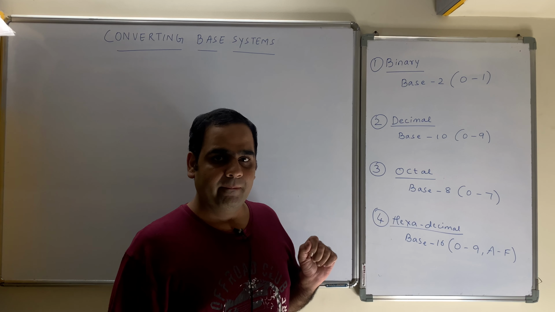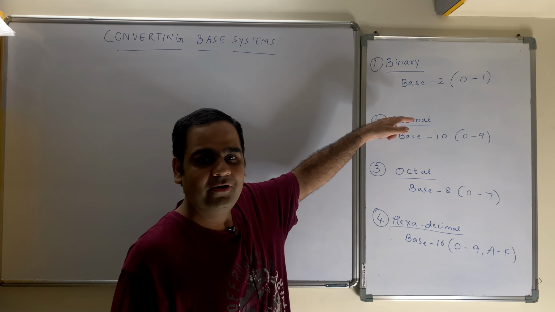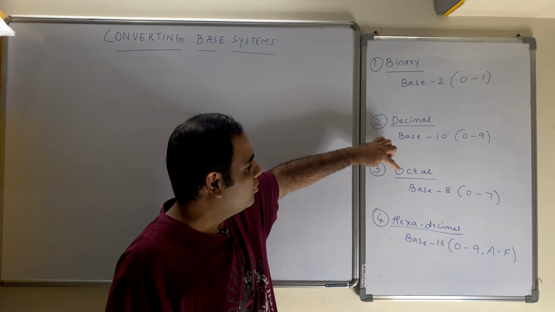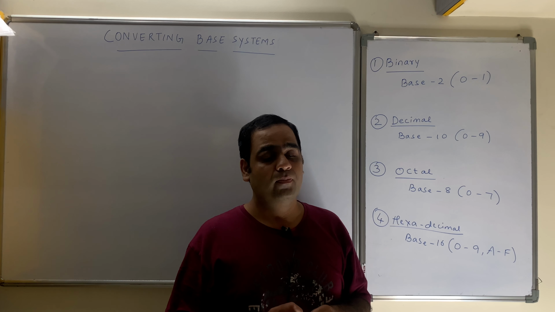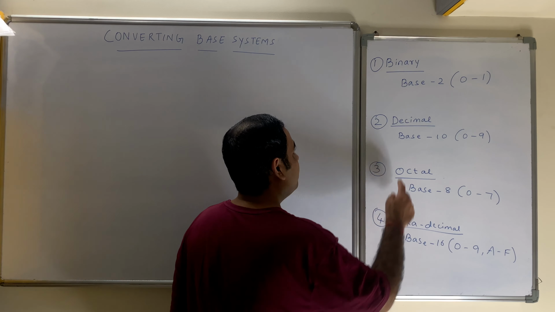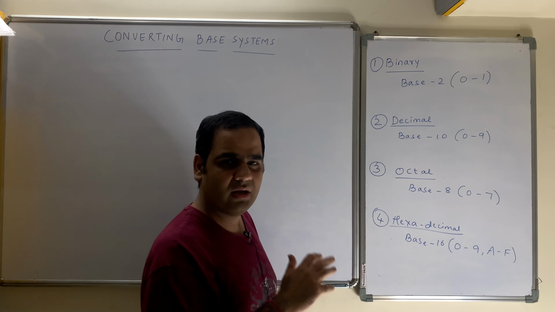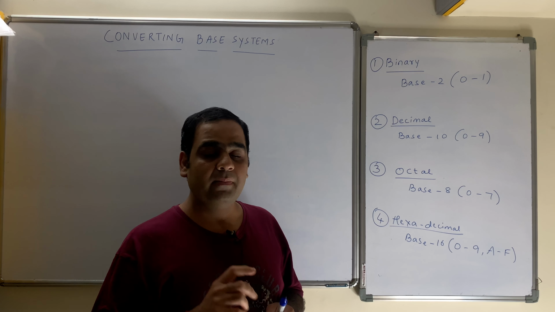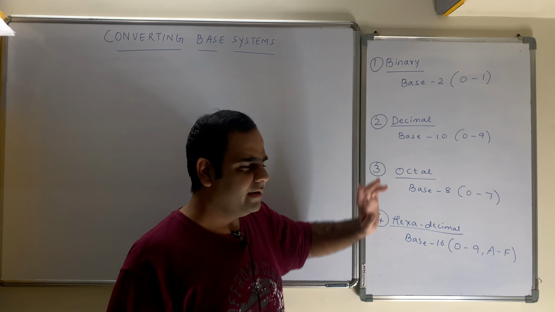Now a given number can be converted from decimal to binary or binary to decimal. A given number can be converted from binary to octal or octal to binary. Any one of the conversions is possible. That means you can convert any number from hexadecimal to binary, hexadecimal to decimal, hexadecimal to octal and so on. All these conversions are possible. But the important conversion over here is from decimal to binary and binary to decimal.